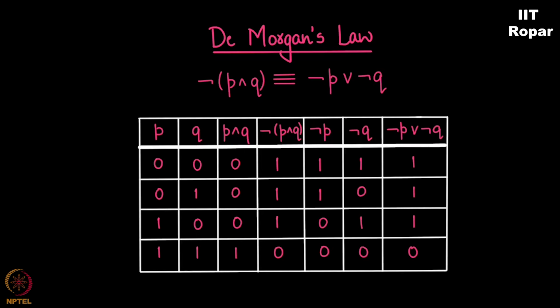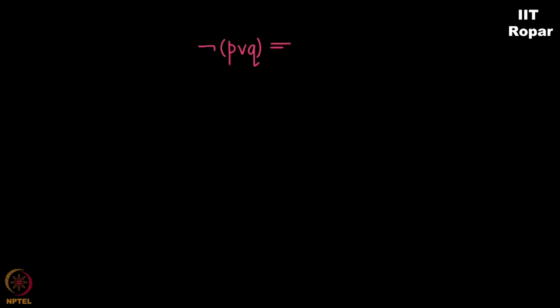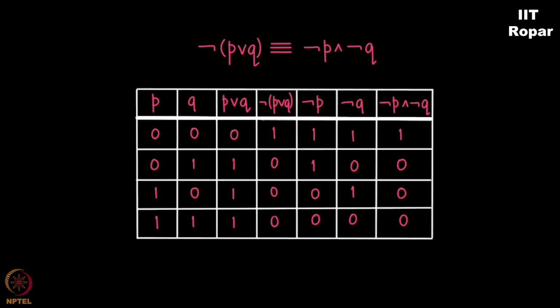You will observe that the fourth column and the seventh column match exactly. So is the case with not of P or Q being equivalent to not P and not Q. Now look at the truth table here with these 7 columns. Again here the fourth column and the last column do match. We verified these 2 laws. These are very important. By 2 laws I mean De Morgan's laws, 2 different versions.